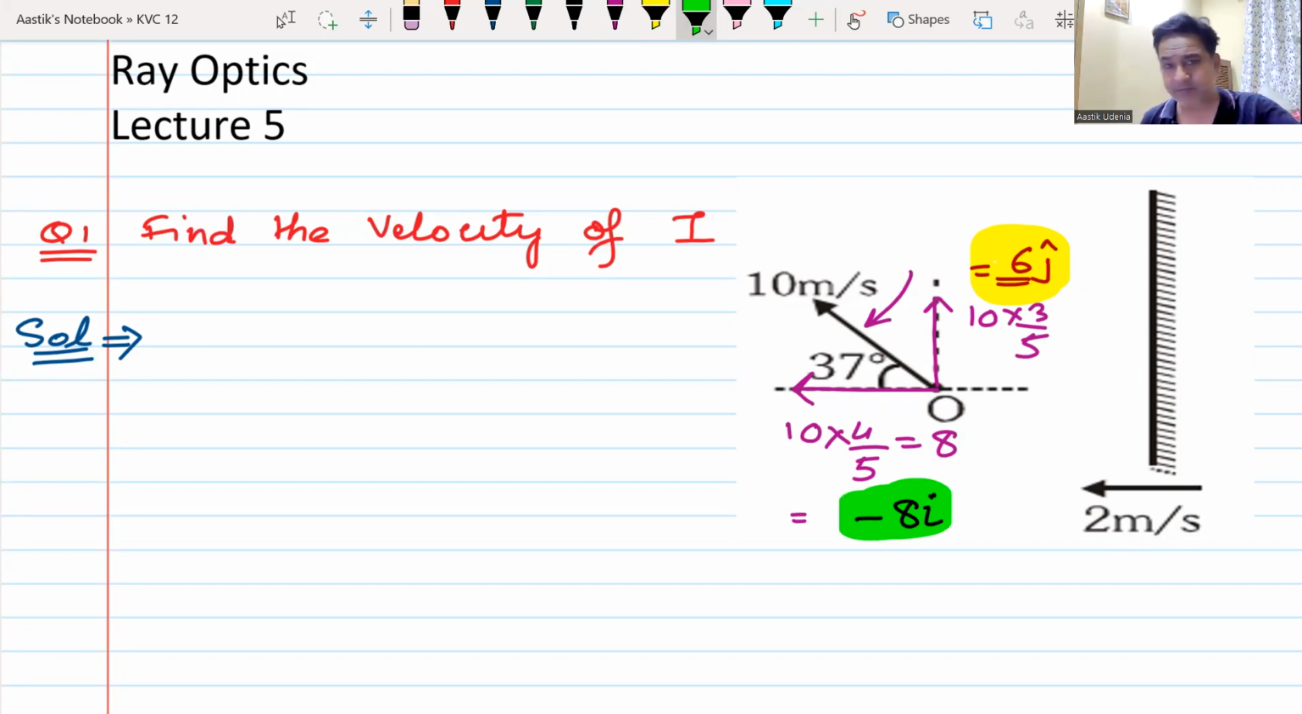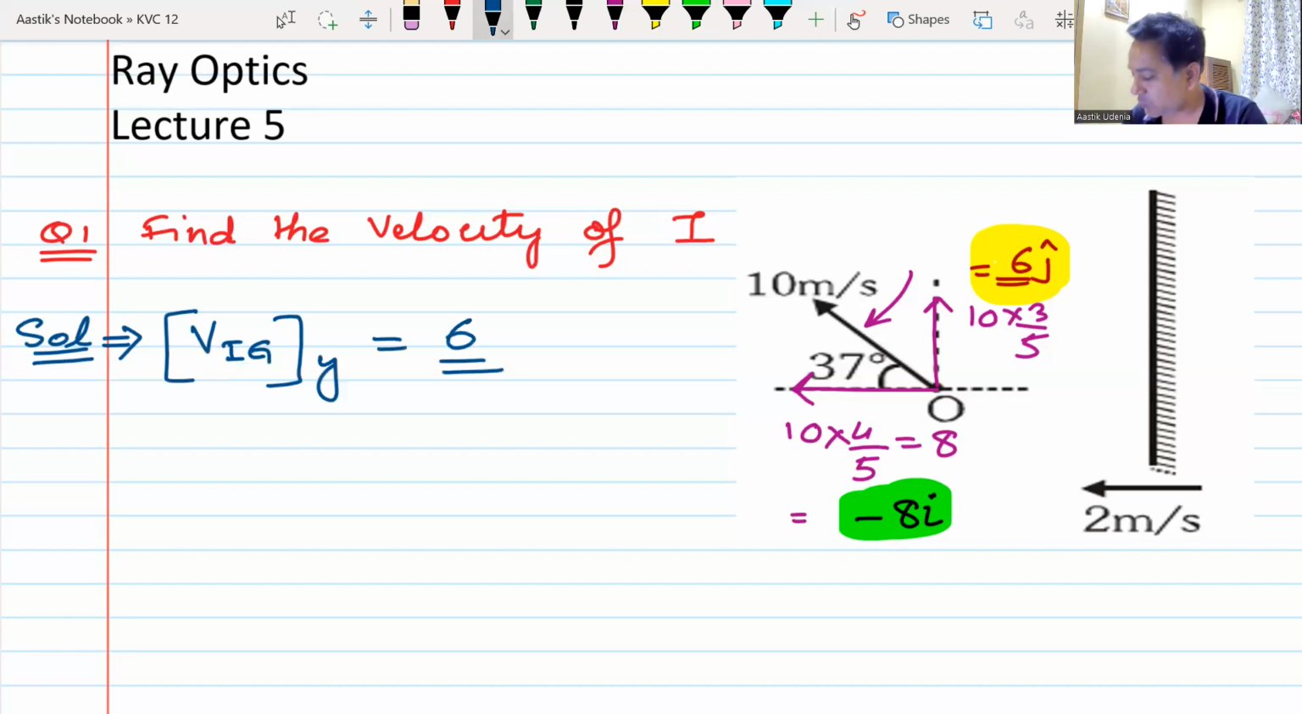Then what I need to do first of all is remember in which direction the velocity is going to remain same and in which direction is the velocity going to change for the image. So tell me in which direction is the velocity going to remain same for the image. Y direction. In the y direction, that is correct. So the y component of the velocity of image with respect to ground will remain constant and that will be equal to 6. I hope everyone understands this.